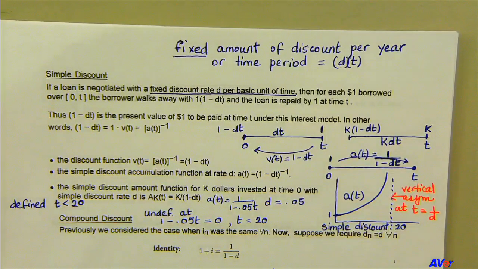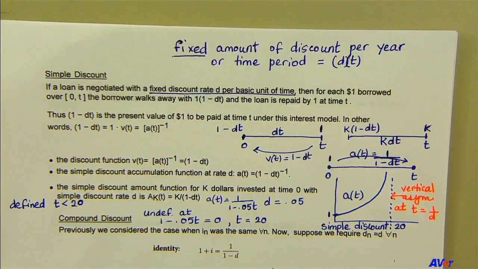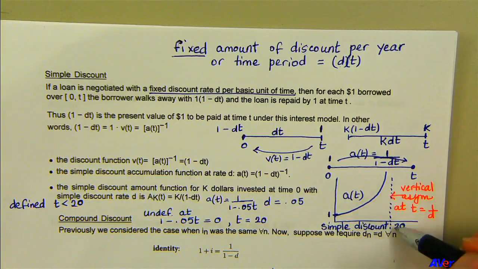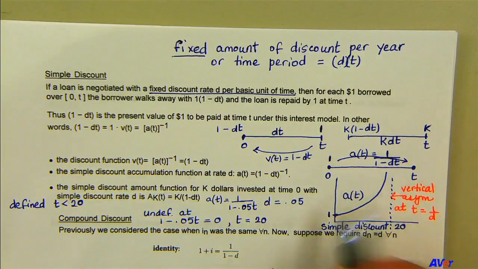Everybody okay with this? Yes or no? So I created this curve by just understanding where the vertical asymptote is. I know that a of 0 is 1, and I'm done. Any questions?